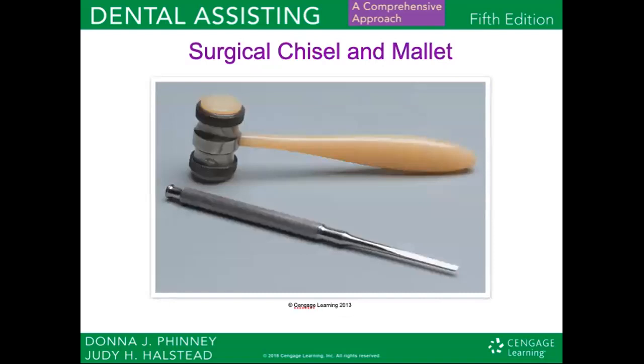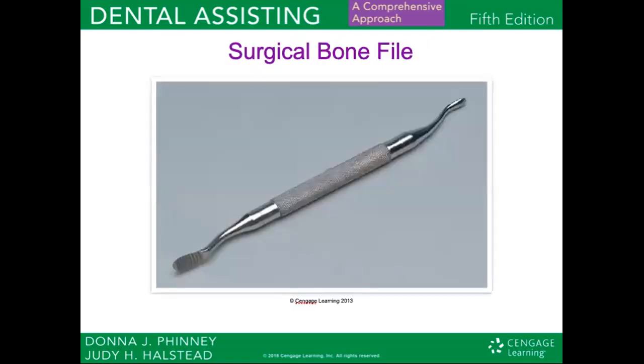Surgical chisels are used to remove or shape bone, and they can be used alone or with a surgical mallet. The surgical bone file is used to smooth the edges of alveolar bone. They smooth and trim the bone after the tooth extraction.